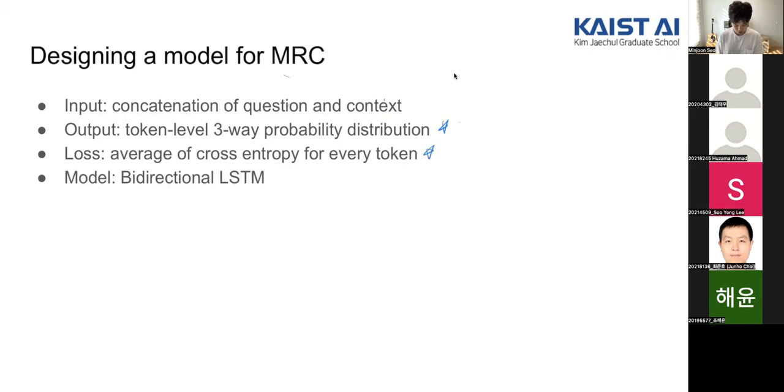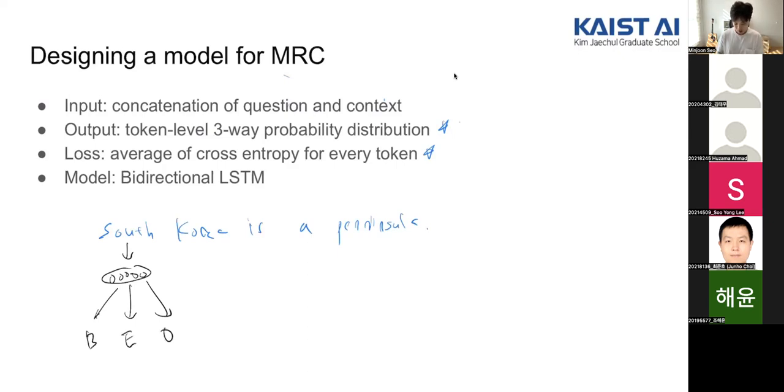So what I mean here is that suppose that we have a sample example like South Korea is a peninsula. And let's say that the question was, which country is a peninsula? Then the answer is South Korea, right? If we wanted to do this on the token level, same as BIO tagging, we want to map this to some embedding with the neural network. And then this basically gets classified into three possible categories, right? B, E, or O. So this will be the BIO tagging way.